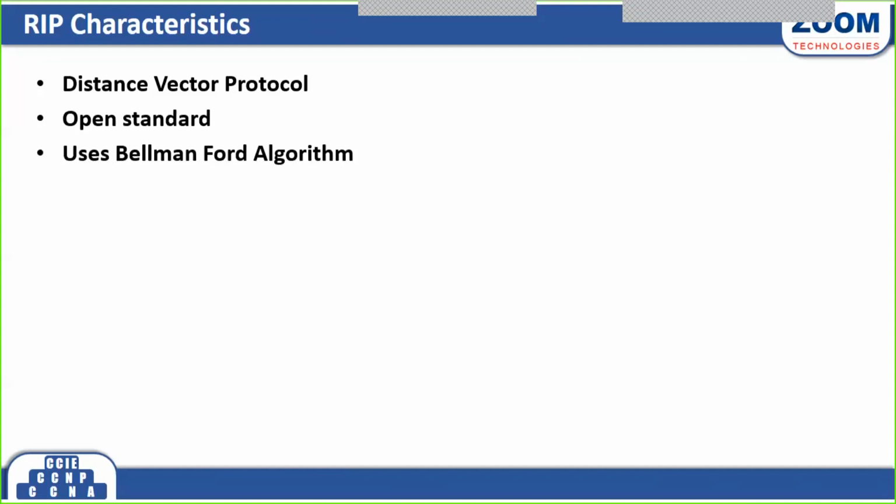Next point, the algorithm name, the developer's name is Bellman-Ford. So it uses the Bellman-Ford algorithm. RIP, is it classful or classless? It depends on the version, sir. V1, V2. Which is the best? V2. Classful or classless? Classless. So forget about version 1. It is outdated. Leave it. Then RIP is classless or classful?